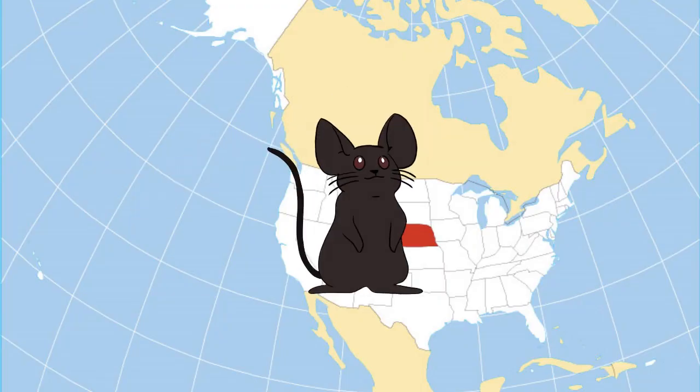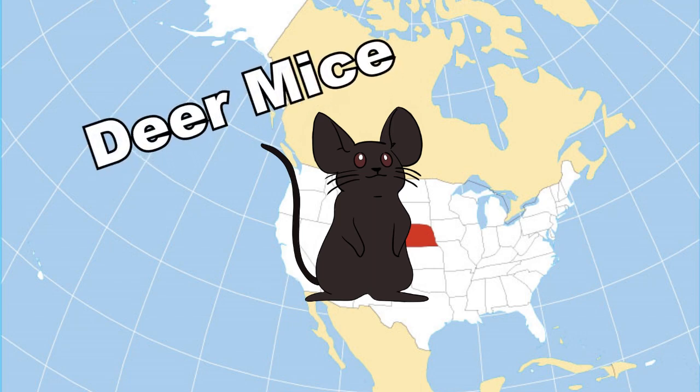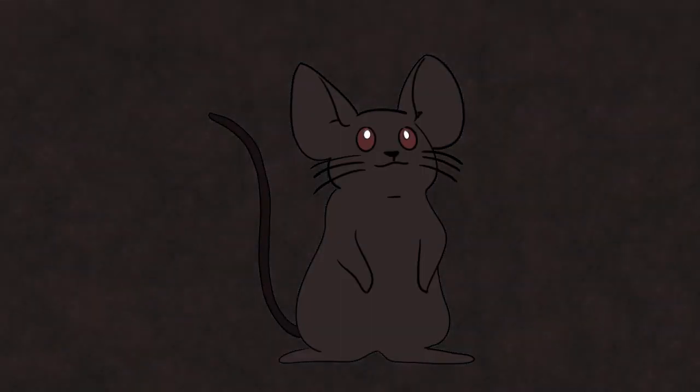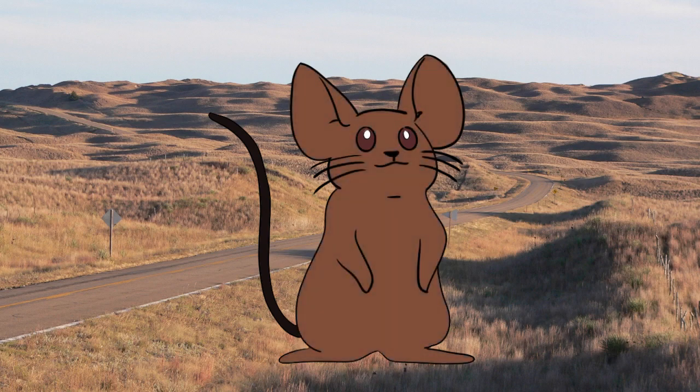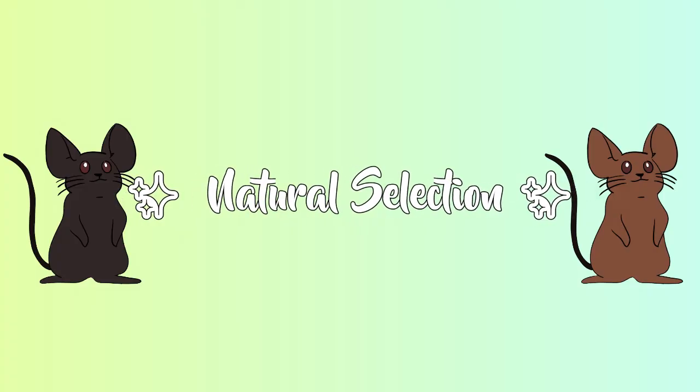In Nebraska, there are little dark fur rodents called deer mice. Their dark fur helps them blend in with the dark-colored soil, making them less visible to predators. There's one place, though, the Nebraska sandhills, where these rodents have light brown-colored fur. This happens because of natural selection.